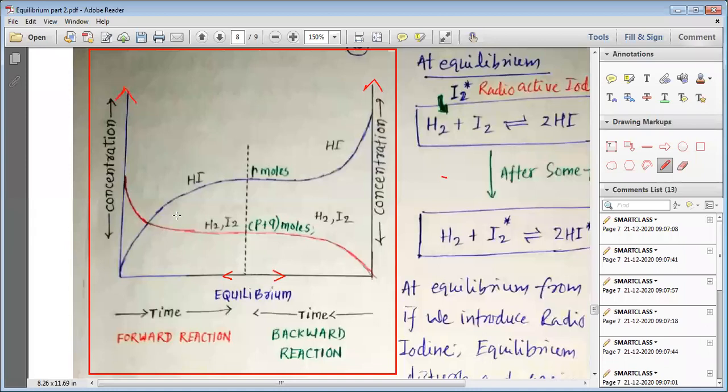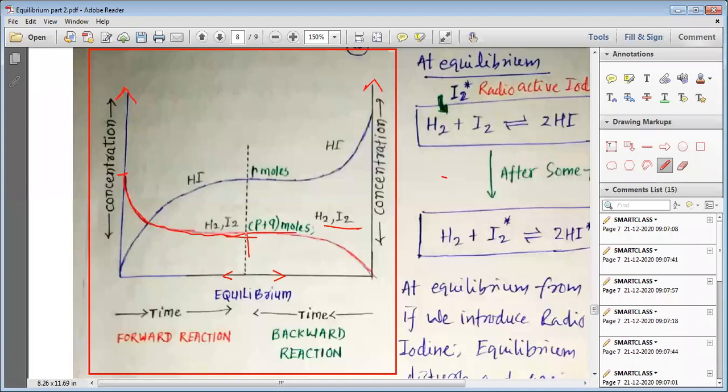See, if we start studying this, suppose we start with the initial concentration of H2 and I2, my dear students. If you start with the initial concentration of H2 and I2 here, what happens? The concentration of H2 and I2 decreases, and at one time it becomes a straight line.